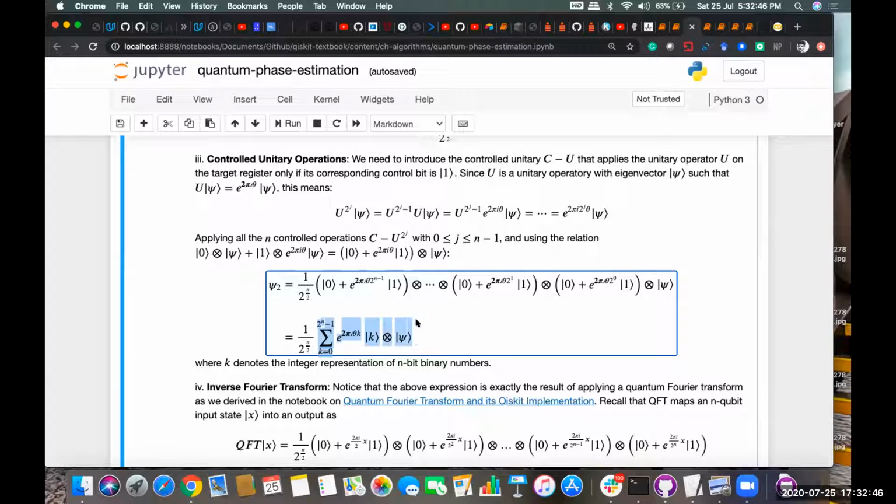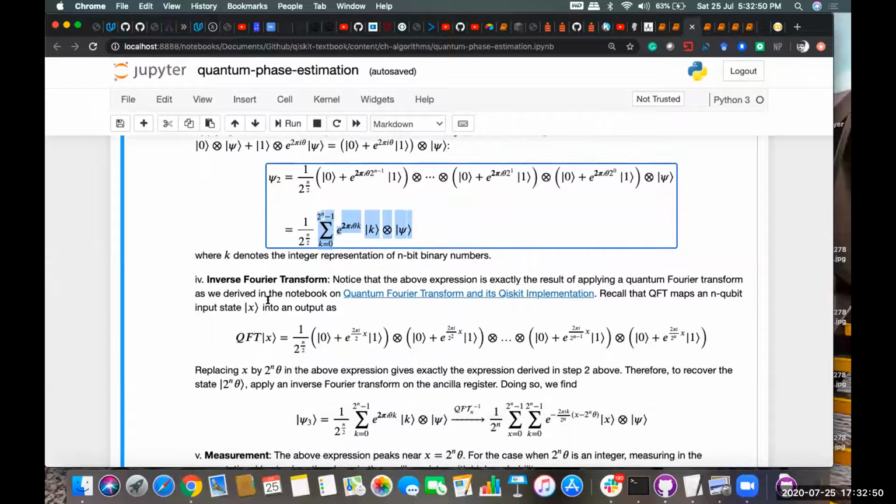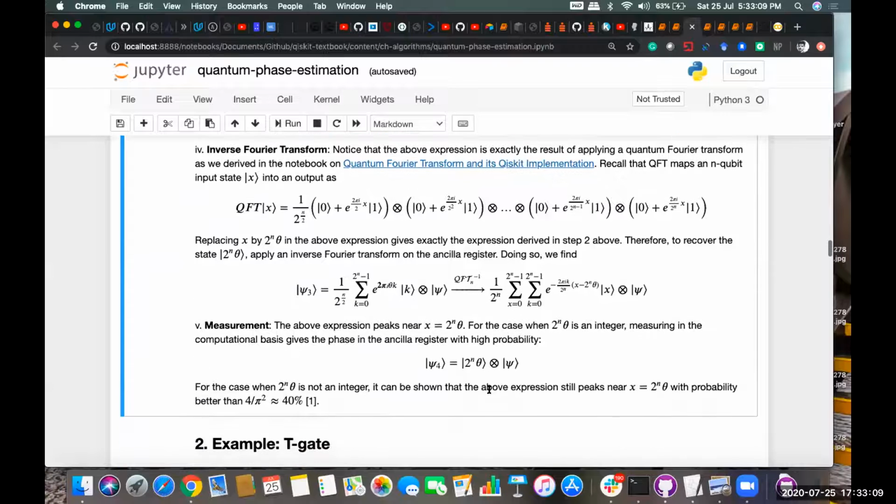After applying this, you can see this expression is quite similar to what we have seen in the Fourier transformation. So when we apply the inverse Fourier transformation on this, after applying the control unitary operations, and then measure, the expression peaks and we get the value of theta. Okay. So these are the general steps.